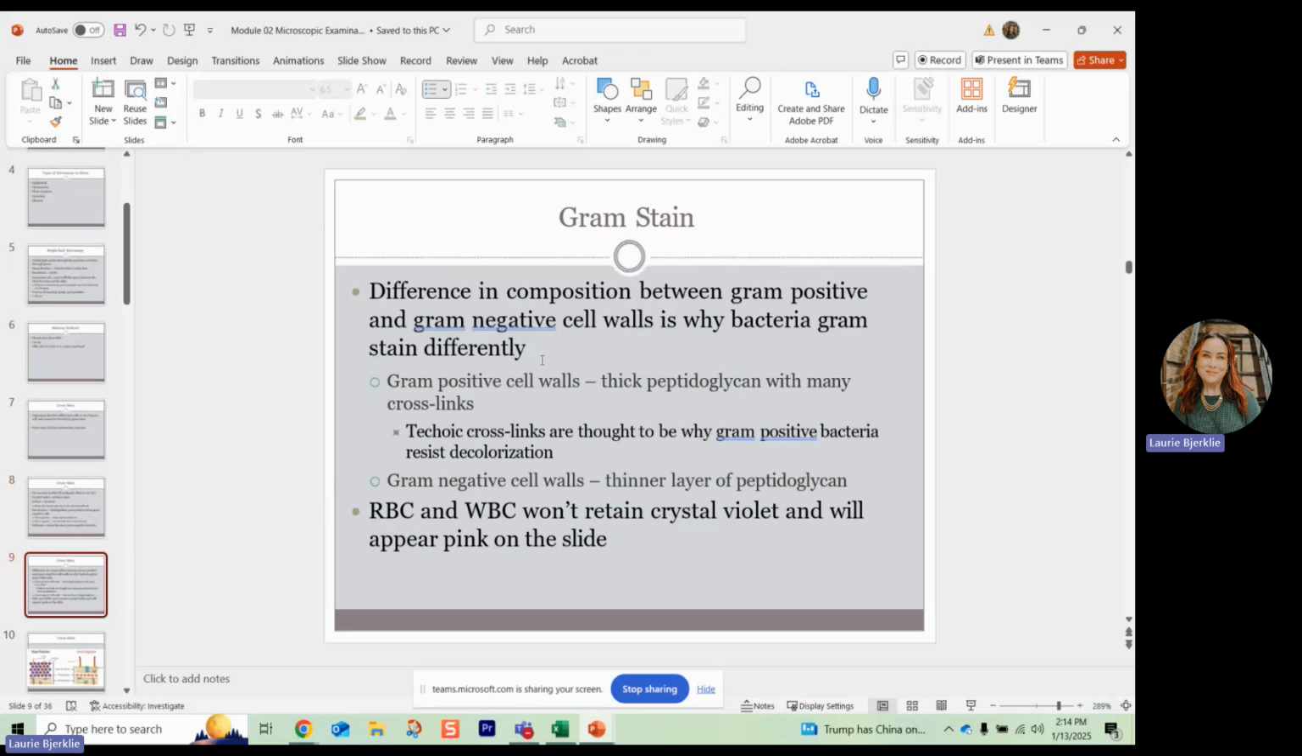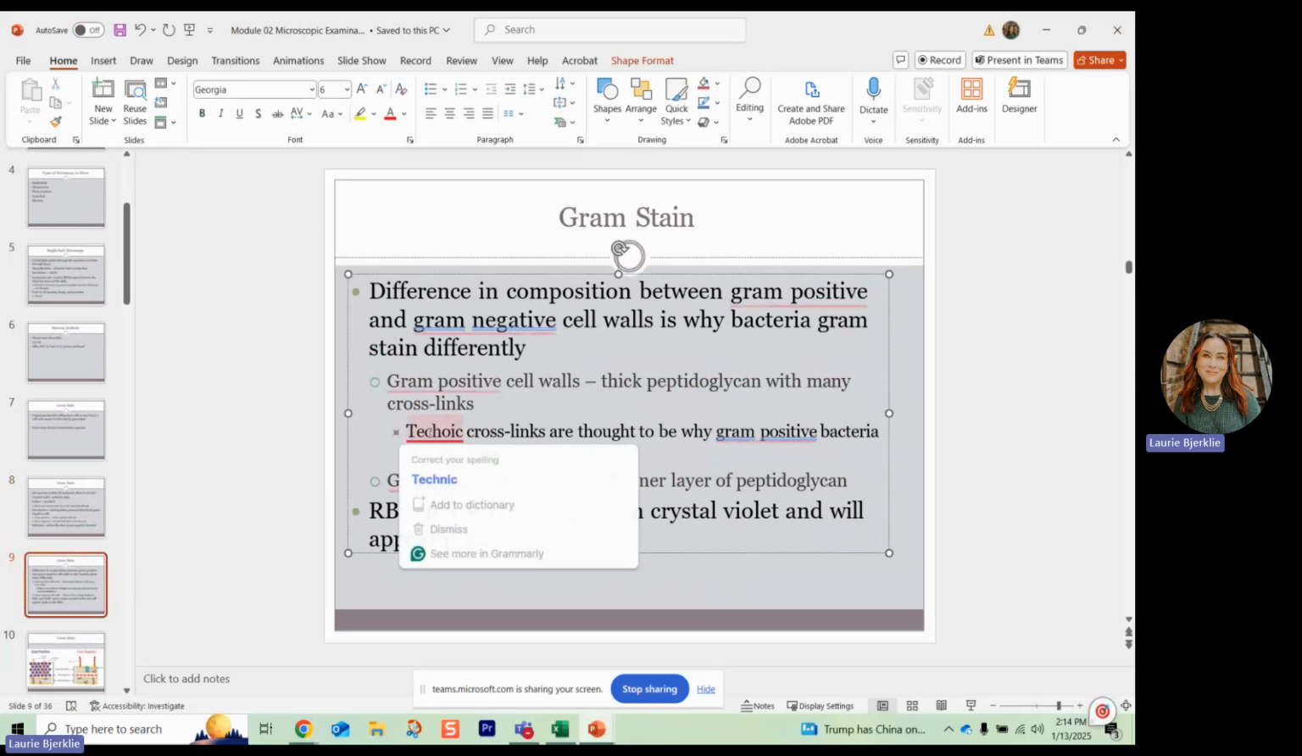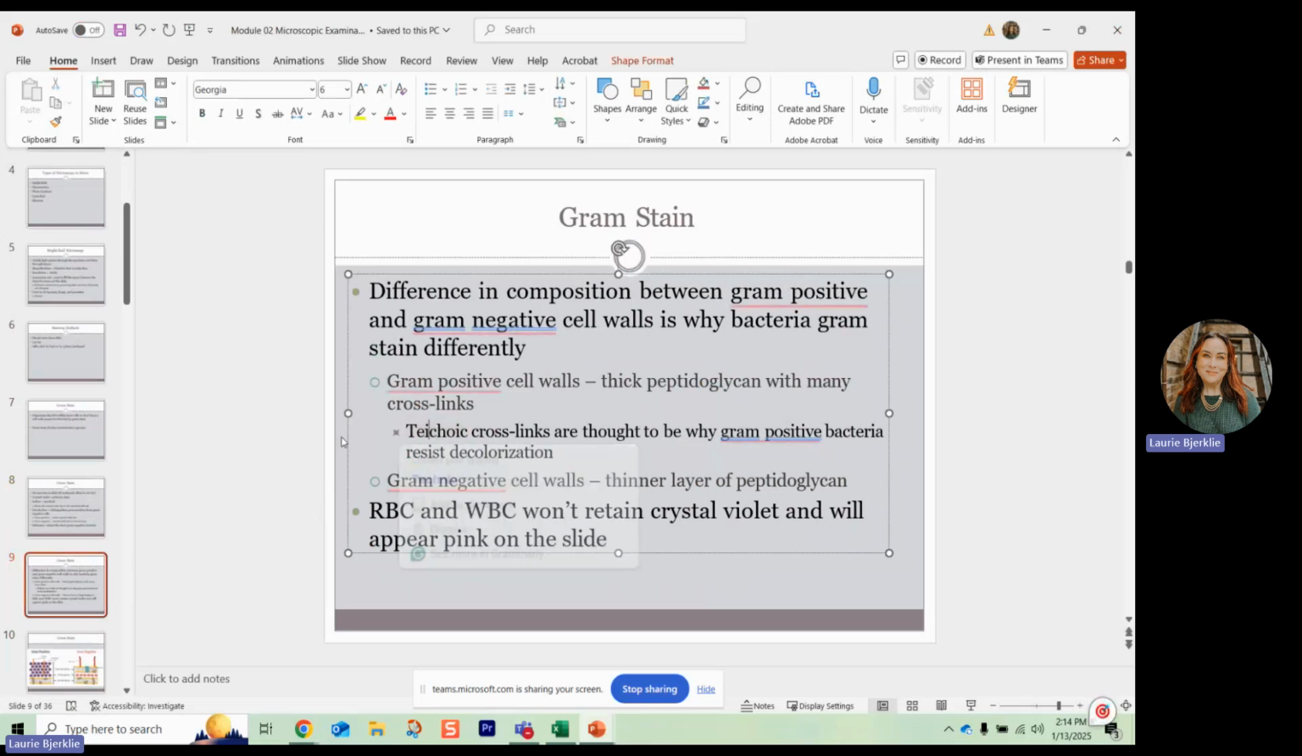So again, this next slide talks about that cell wall. As we learned last week, gram-positive cell walls have thick peptidoglycan with lots of teichoic acid cross-links. Again, that should be an I there. I love when I find my spelling errors. Teichoic acid cross-links are thought to be why they really can embed that crystal violet color in there and resist decolorization. Gram-negative cell walls have a thinner layer.